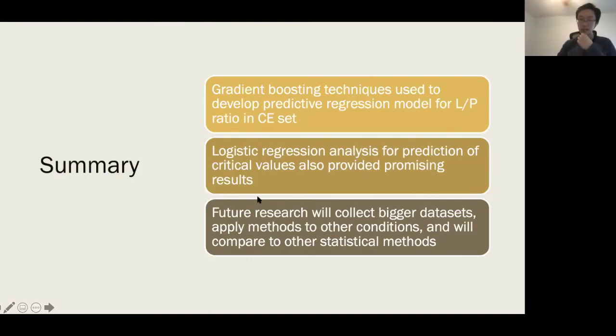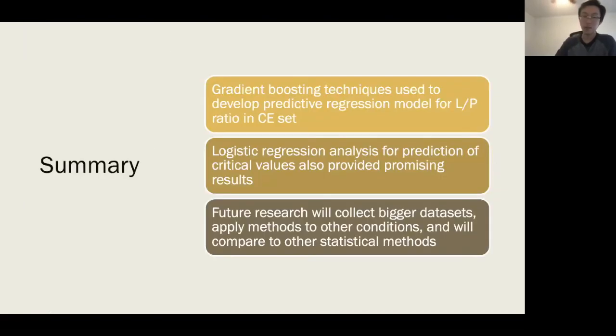As I said in the last slide, we just have to collect bigger data sets and compare more with other statistical methods. We've already done that, but we are going to keep doing that going forward.